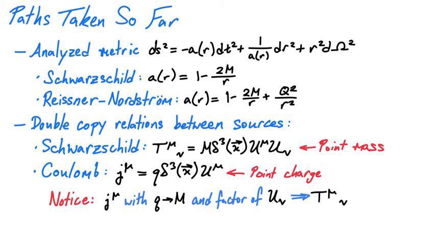For example, the source for a Schwarzschild black hole is a point mass whose stress energy tensor is given by that one on screen, while the source for a Coulomb field is a point charge given by that current 4-vector. And U is a 4-velocity in the rest frame of the mass on the one hand and the charge on the other. Notice that J becomes T upon switching Q for M and multiplying by an extra 4-velocity. This is a simple relationship, kind of like the double copy, but between the sources of the fields rather than between the fields themselves.